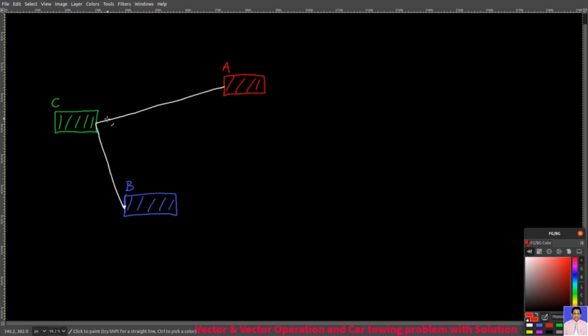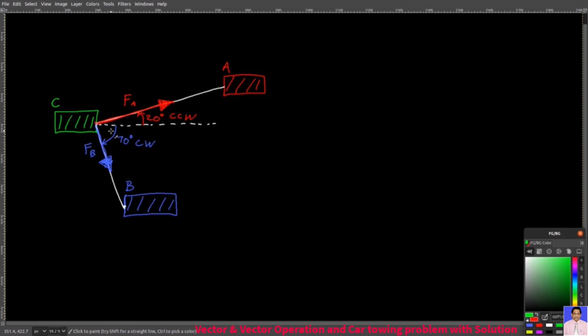Car A applies a force to car C of FA newtons at 20 degrees. And this dotted line is the straight road. Then car B applies a force, which we will call FB newtons, at 70 degrees. 20 degrees is counterclockwise and 70 degrees is clockwise. The forces FA and FB are unknown.